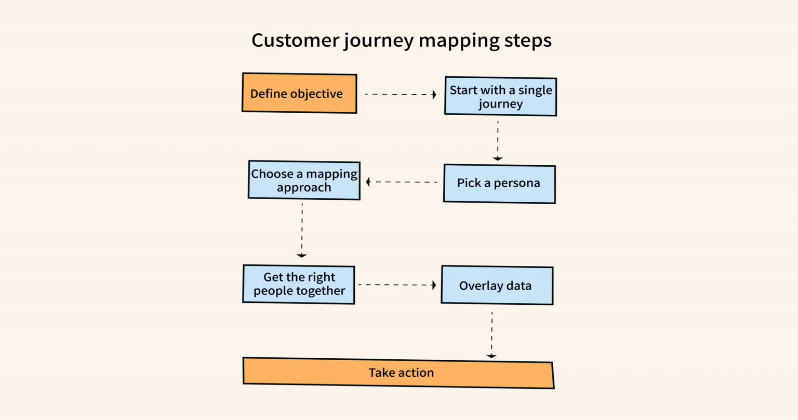Next, pick a single customer journey to start with. Choose a customer persona, and we'll talk a little bit about what those are. Select the mapping approach that you want to take, whether that's really high level or quite detailed. Make sure you get the right people in the room. And then once you've done all of that, overlay your existing data on top. So that's the six steps. That's the six steps, absolutely.